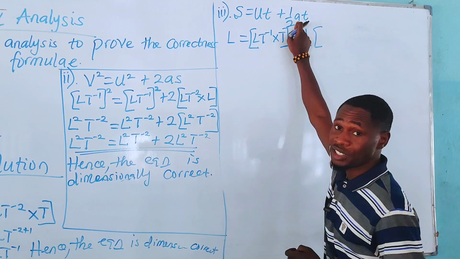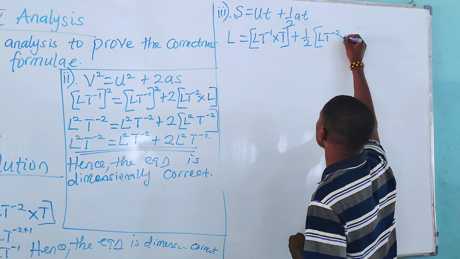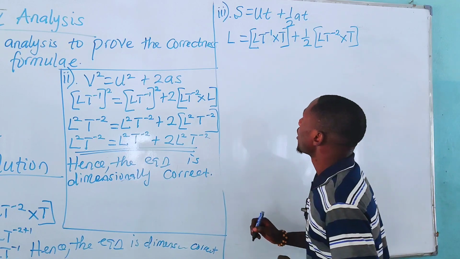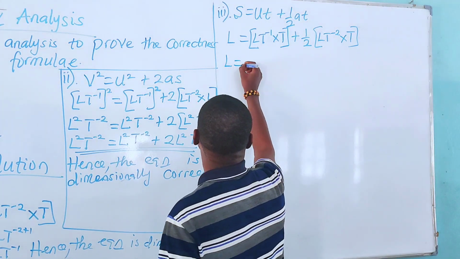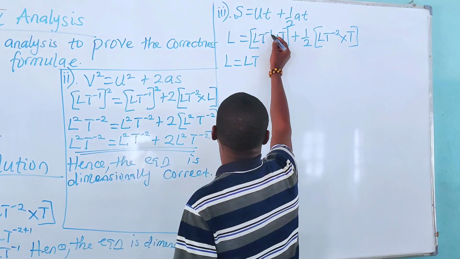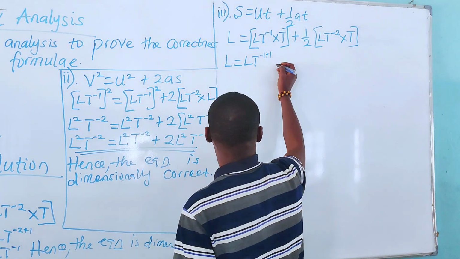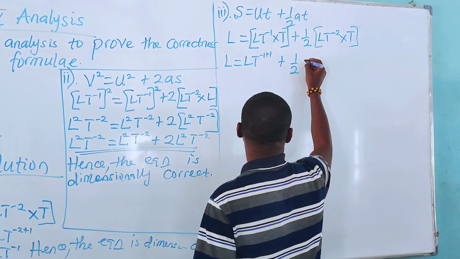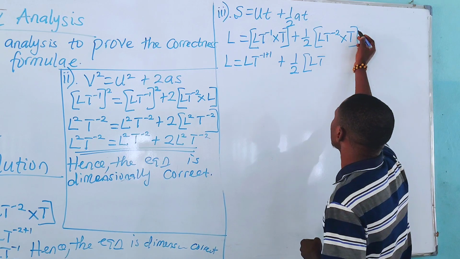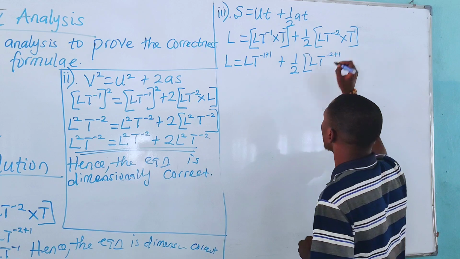into A, the acceleration, and the dimension of acceleration is LT minus 2, times T, the time, and the dimension of time is capital T. All right, so let's expand the bracket. So we have L is equal to, multiplying this, LT, from indices, remember this power is 1, so that will give us minus 1 plus 1. All right, plus 1 over 2 into LT, from indices, remember this power is 1, so that will give us minus 2 plus 1.